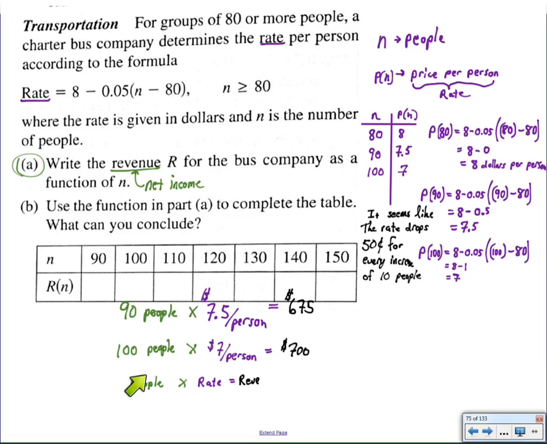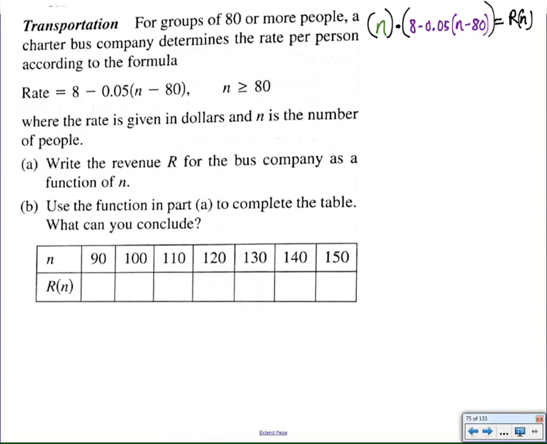Continuing on then, I could actually generalize that: if we took the number of people and multiplied it by the rate, we would get the revenue. Put it in symbolic terms, if I took n times p of n, I would get r of n, the revenue function. Finally, down here at the bottom, n times p of n can be expressed as 8 minus all this stuff. So I substitute p of n with its actual equivalent value, and that gives me a formula for revenue.